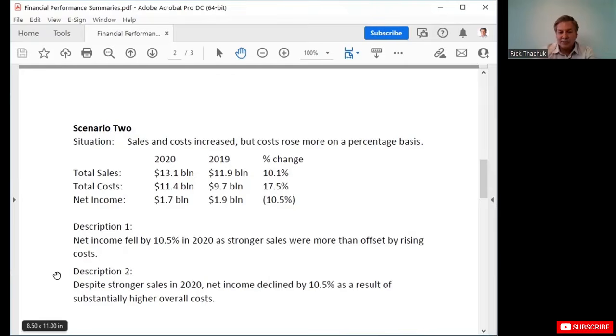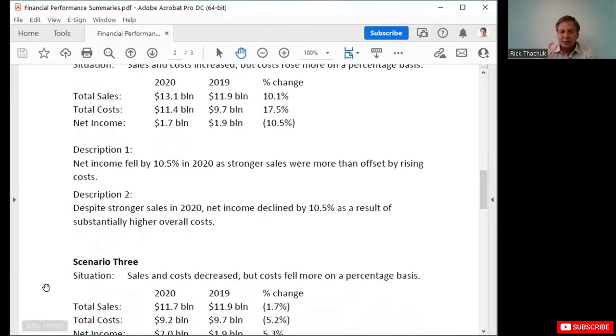There's also a second description. We can say, despite stronger sales in 2020, net income declined by 10.5% as a result of substantially higher overall costs. Here again, as a result of, we've seen that before, a conjunctive phrase instead of because. This is a nice way of creating this sentence because it starts with stronger sales. You might think that because sales were stronger, income would be higher, but it's not. So despite is used to indicate that we're about to say something contrary to what you might expect. So description two, a one line sentence that serves very well to describe scenario two.